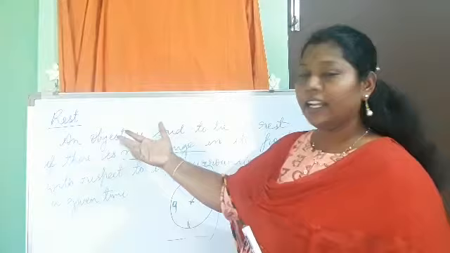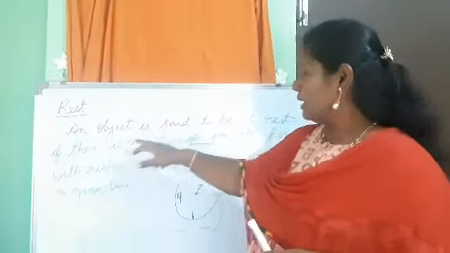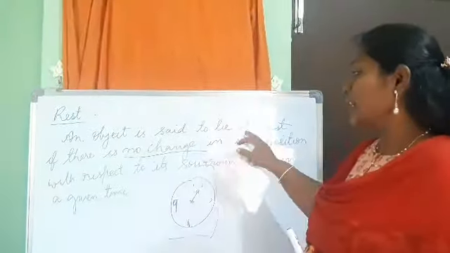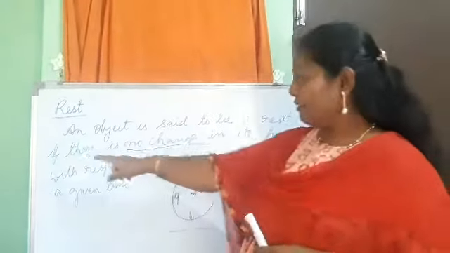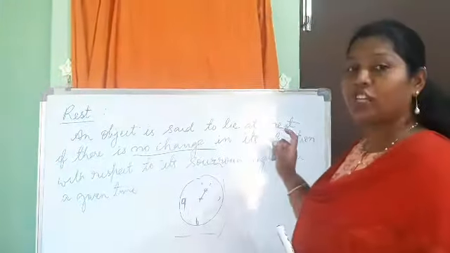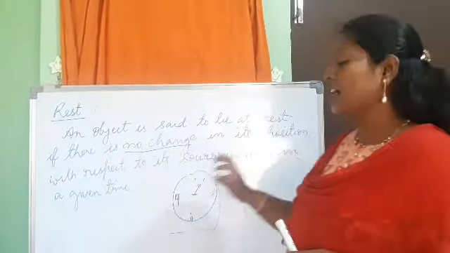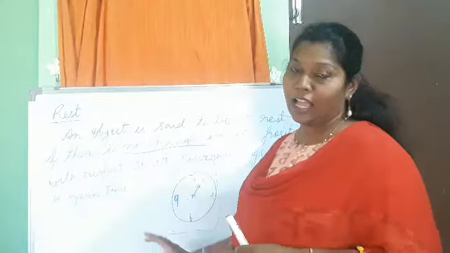So children, let us read the definition once again of rest. An object is said to be at rest if there is no change in its position with respect to its surroundings in a given time.